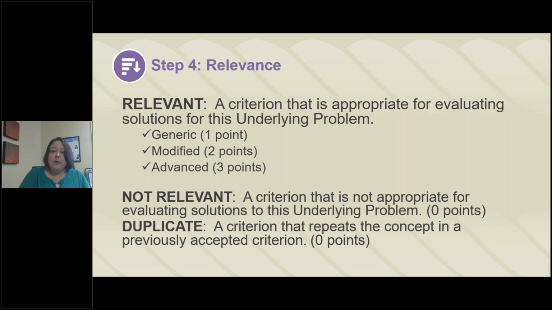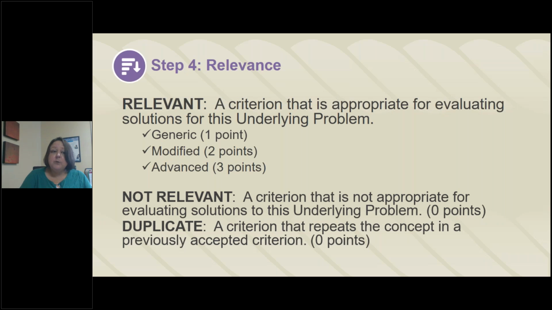And so in terms of earning points for relevance, there are 3 different types to be considered. 1 point earned for generic criteria, those that are applicable to many different booklets or underlying problems. Modified, where they've made a connection, they've built upon that generic concept and tied it more directly to this particular future scene or underlying problem. And then there's advanced. The other options for scoring relevance is that it is not relevant, which we just considered, or the idea that it's a duplicate.